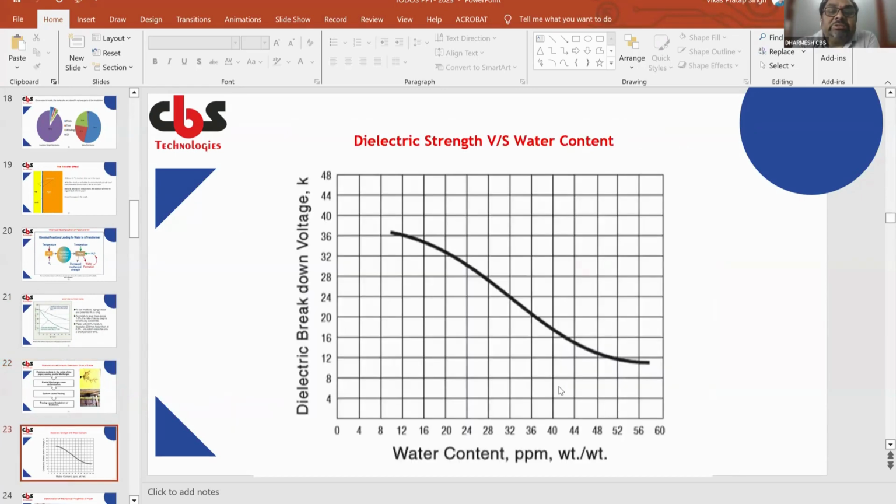This is dielectric strength versus water content. You can see the X and Y axis. The X axis is dielectric voltage breakdown, and this is water content. You see the maximum: the higher the dielectric strength is, the lower the water content. Next.